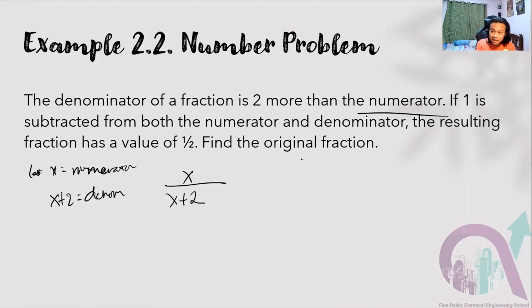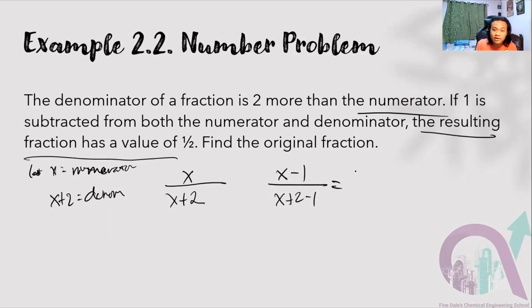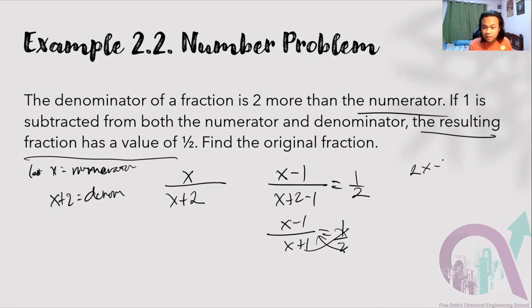But then we have another condition: if we subtract 1 from both numerator and denominator, the resulting fraction has a value of 1/2. So you have x minus 1 over x plus 2 minus 1, simplify, x plus 1, equals 1/2. Now you can solve for x. Just cross multiply. So we have 2 times x minus 1, and then x plus 1. Multiply: 2x minus 2 equals x plus 1.